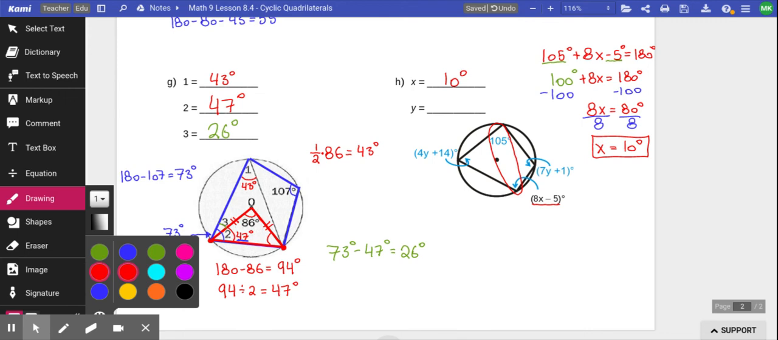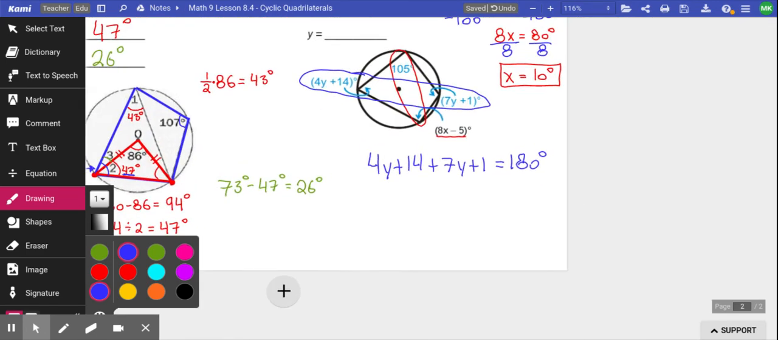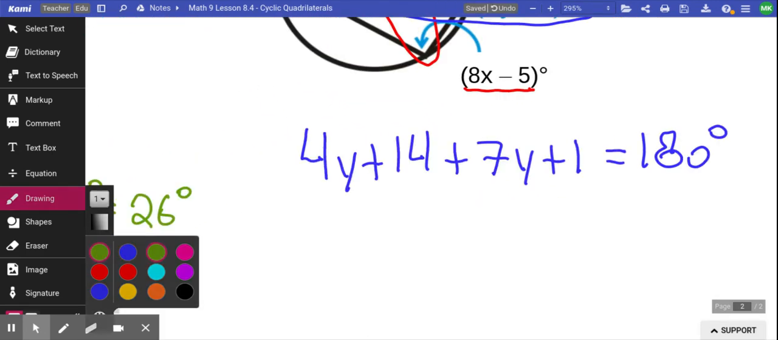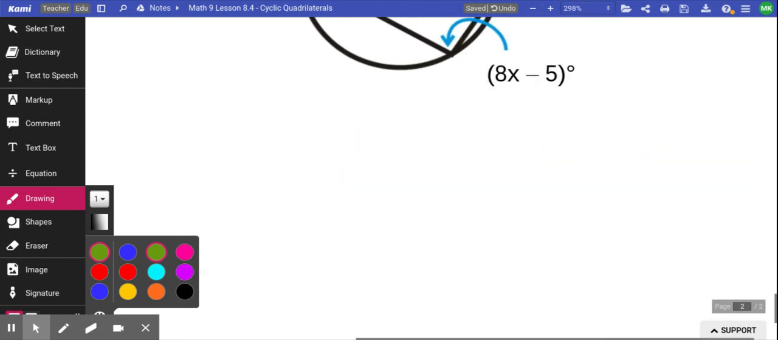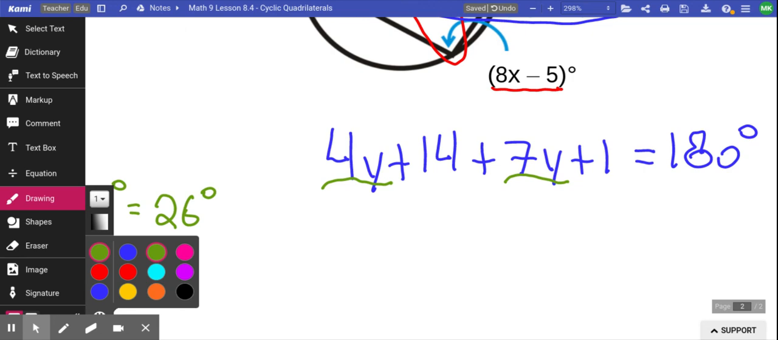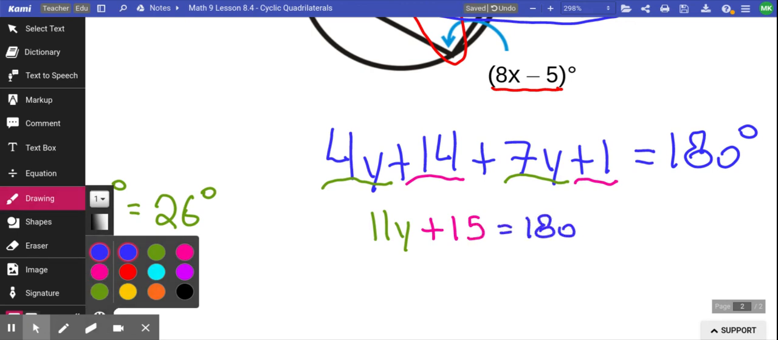My second answer is going to come from realizing that these are now opposite angles. So if I did 4y plus 14 plus the opposite angle of 7y plus 1, that should equal 180 degrees. My goal is to solve for y. The first thing I'm going to do is realize I have some like terms. I have 4y plus 7y. When we're adding variables, 4 of something plus 7 of something equals 11 of that something, so 11y. I then have some constants. I have 14 plus 1. That adds together to be 15. And it equals 180 degrees.